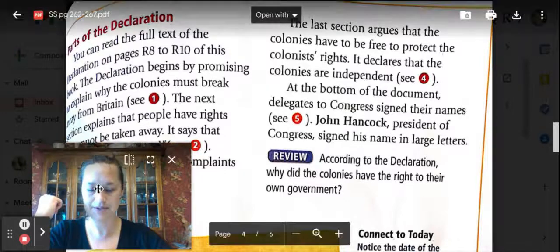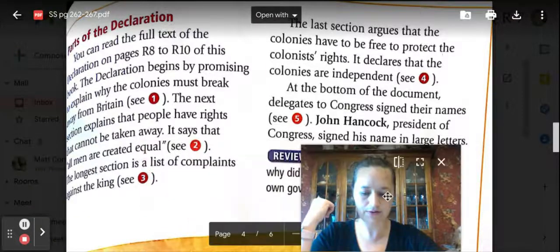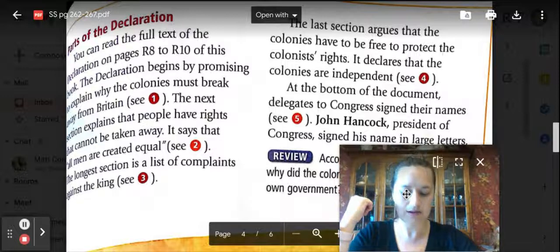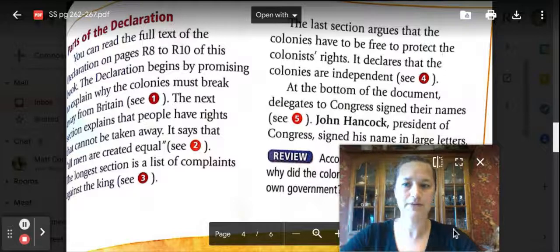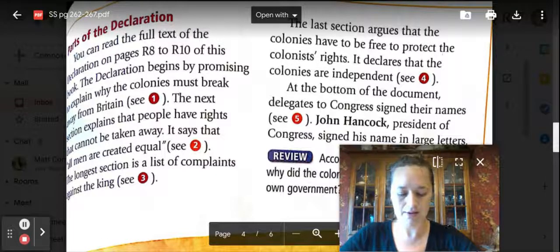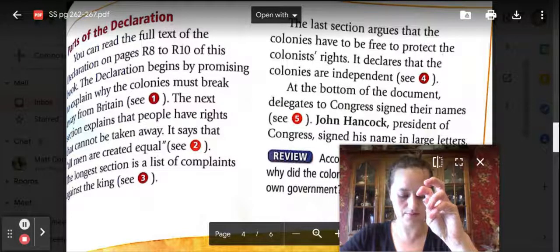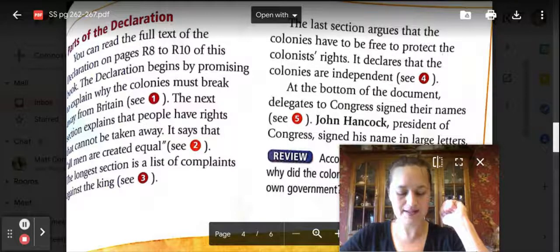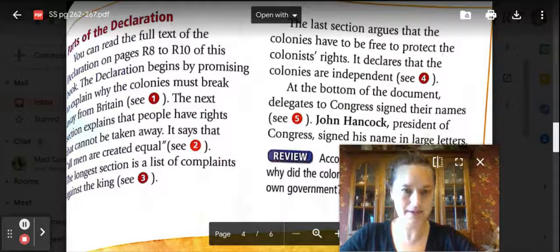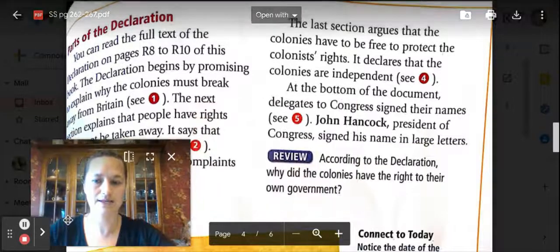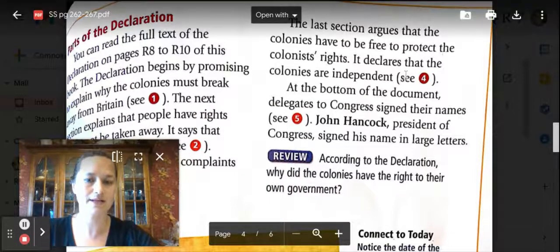Now, parts of the Declaration. You can read the full text of the Declaration of Independence on different pages of this book. You can also just Google the Declaration of Independence and read it. The Declaration begins by promising to explain why the colonies must break away from Britain. The next section explains that people have rights that cannot be taken away. It says that all men are created equal. And the longest section is a list of complaints against the king. The last section argues that colonies have to be free to protect the colonists' rights. It declares that the colonies are independent.